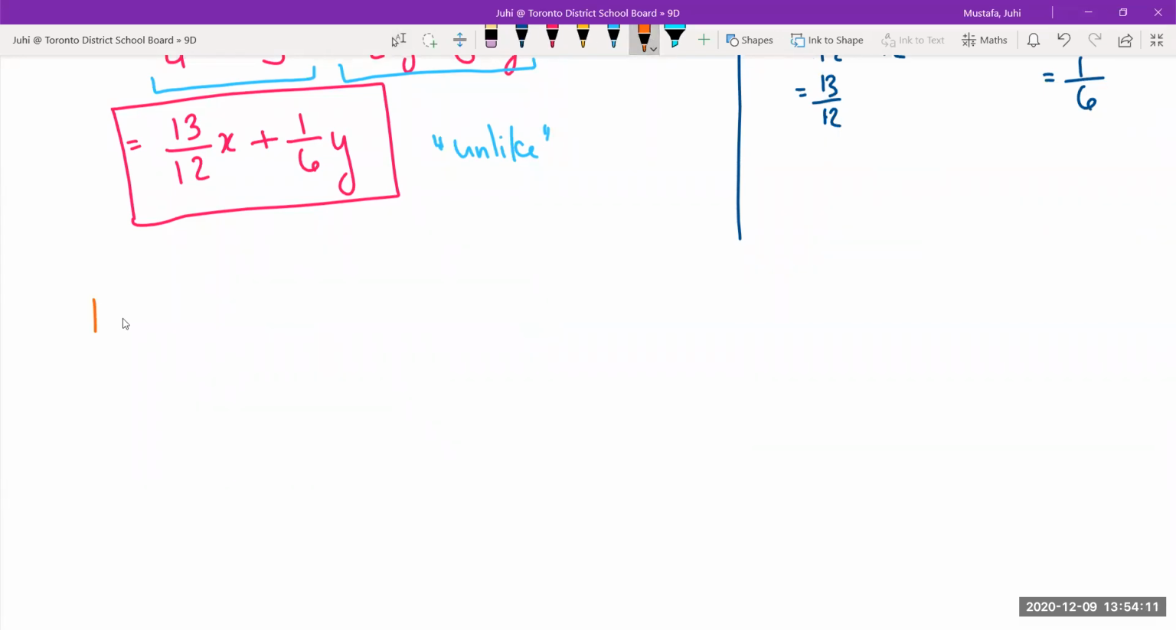So this is question 1D. It is 2 over 3x minus 7 plus 3x minus a half.